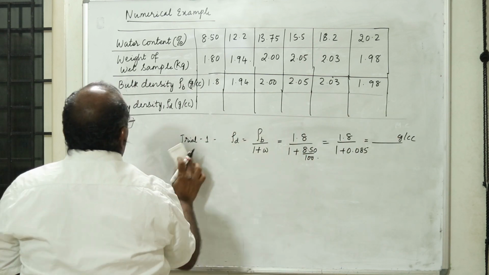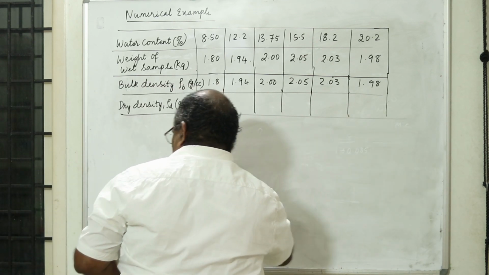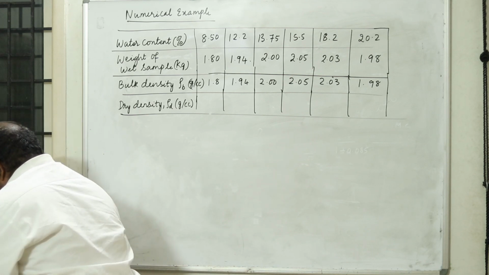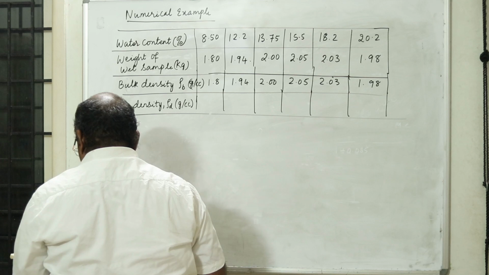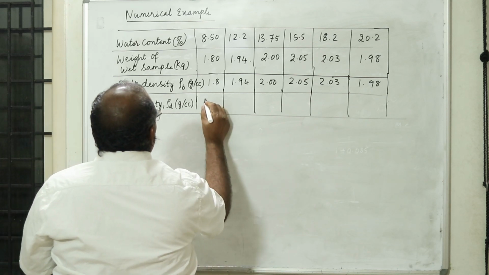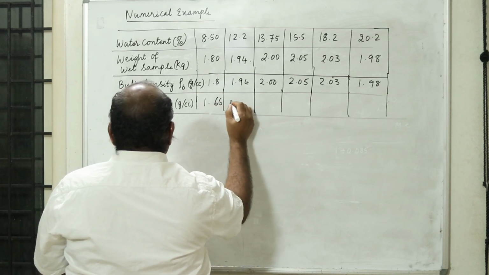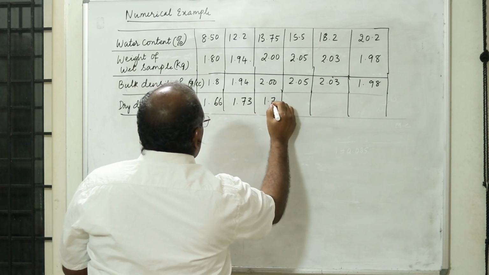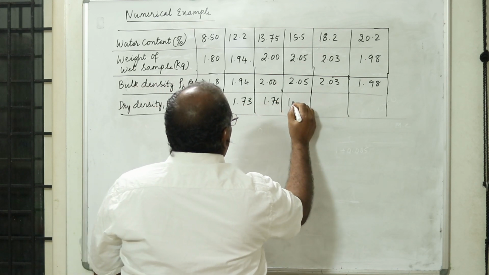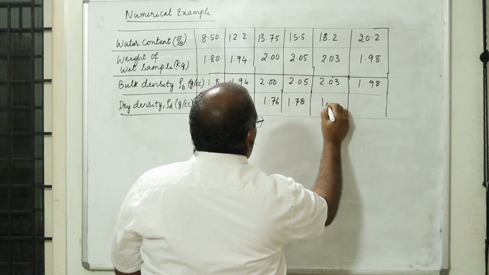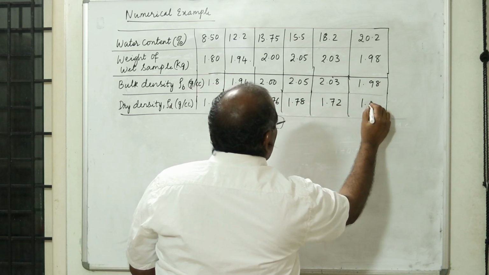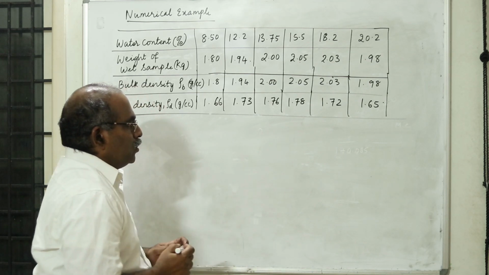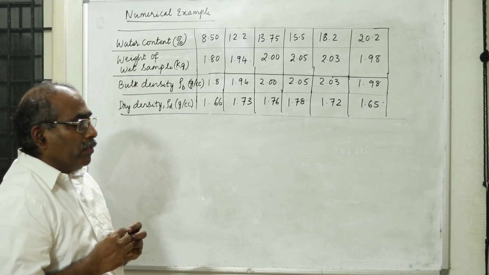Now when I calculate, my calculations come out like this. The density has come out 1.66, 1.73, 1.76, 1.78, 1.72, 1.65. Students, I usually prefer students to work out in dry unit weights.